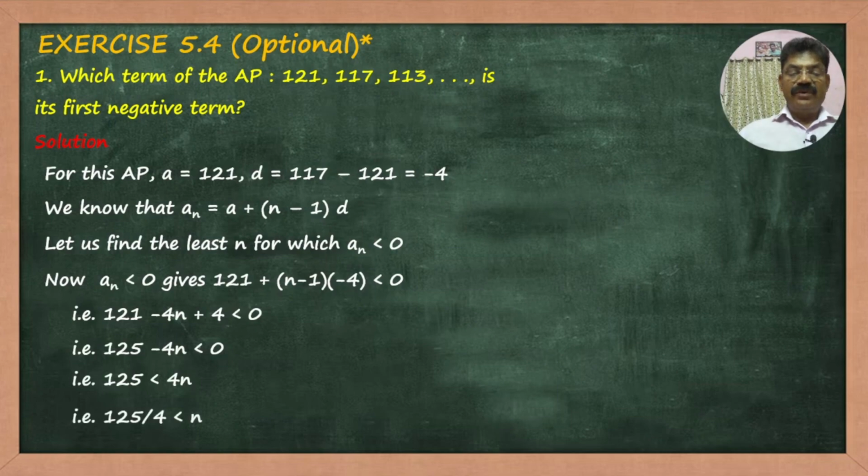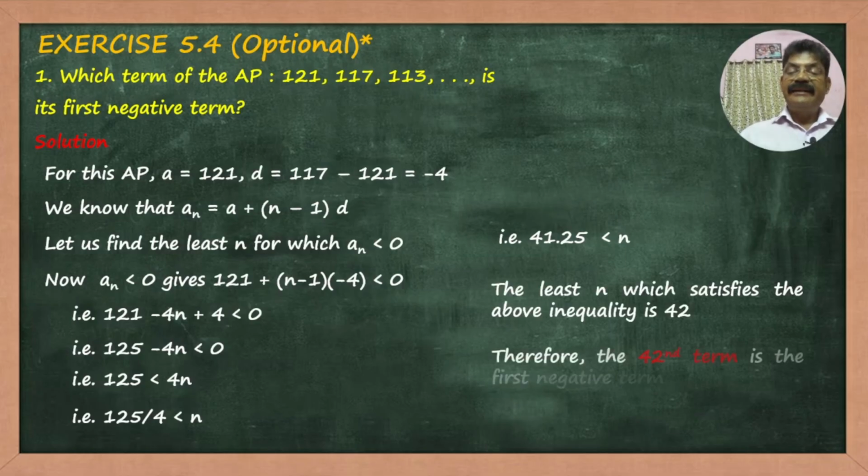125 is less than 4n, or 125 by 4 is less than n. That is 41.25 is less than n. What is the minimum value of n satisfying this inequality? Clearly 42. You can take 43, 44, 45. All those values will satisfy this inequality. But we need the minimum value of n. Therefore, it is 42 only. Okay. So, 42nd term is the first negative term.